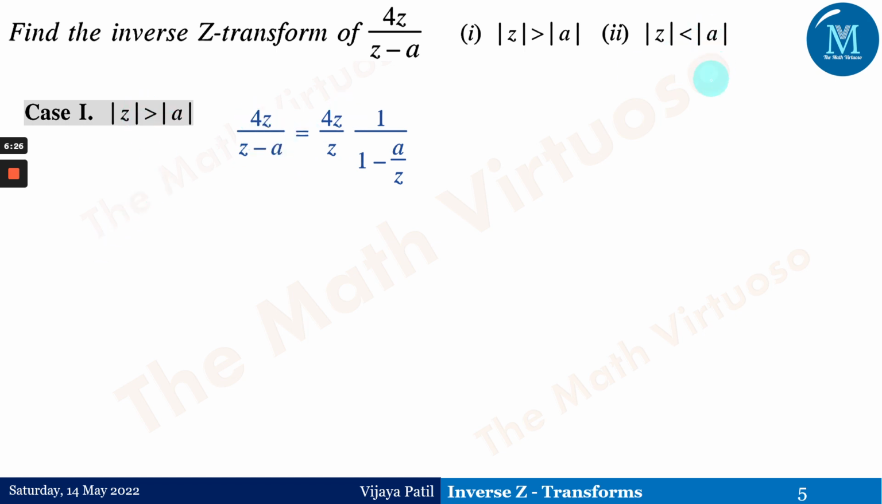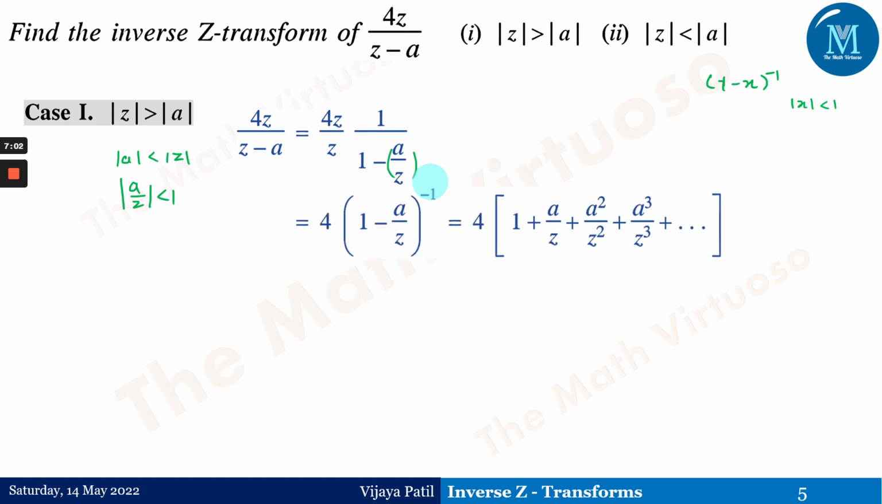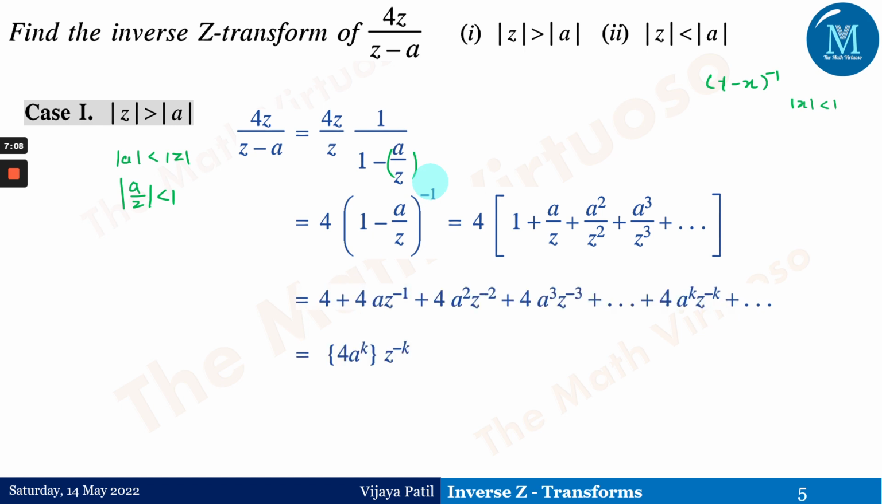So if you observe here, we want to use the (1 minus x) to the power minus 1 expansion only if we have mod of x less than 1. The same thing we have to have here. So mod of z is greater than a, that means, or otherwise you can check, mod of a is less than mod of z. That means mod of a by z is less than 1. That means here we have to bring it to the a by z form, as we did in the last case, and then expand it very well, and then you will understand it.